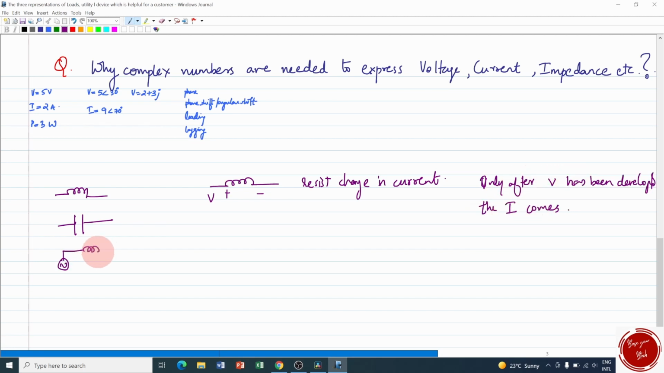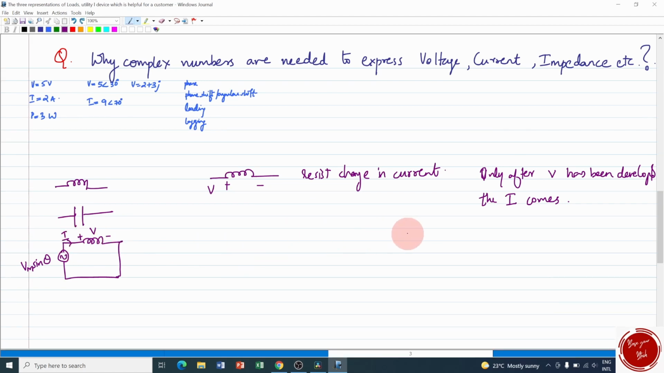Let me draw a small circuit here, where an AC signal is given to an inductor. V amount of voltage is developed across the inductor, and let this AC supply be Vm sin theta. I amount of current is passing through it. Now, as I have said, the current develops only after voltage has been developed a little.